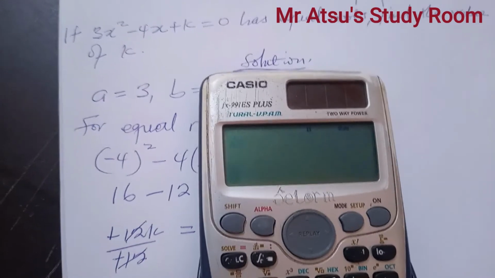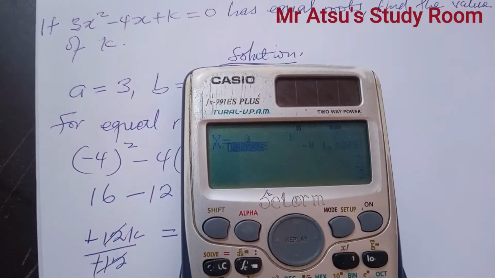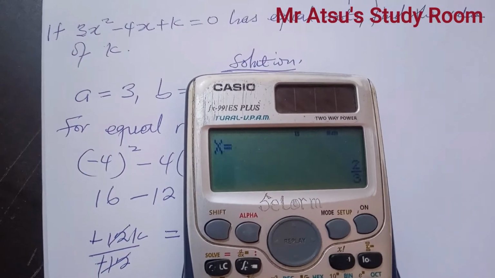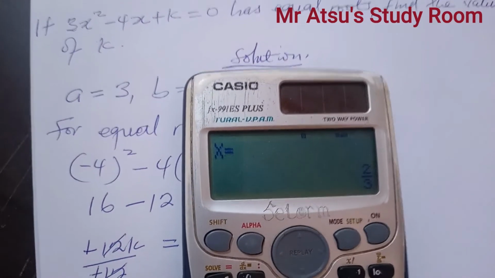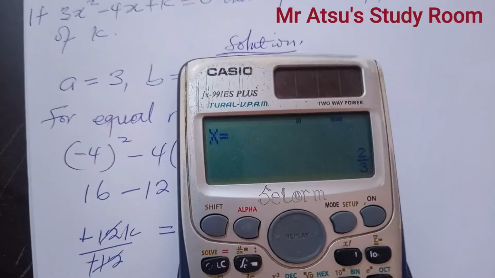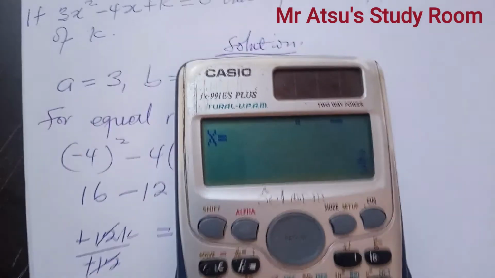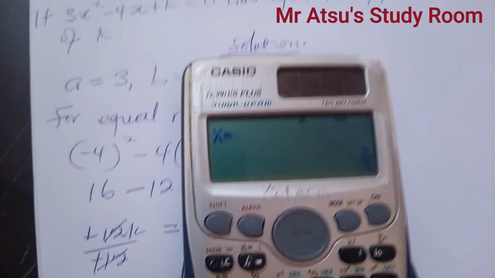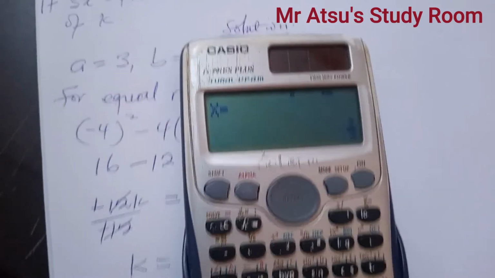Yeah. So our x is 2/3, and it's only one answer. Like I told you, the calculator will give you only one. So we don't have x1 and x2 like in the other cases. So this shows that since it has only one solution, it means that this is a repeated solution.